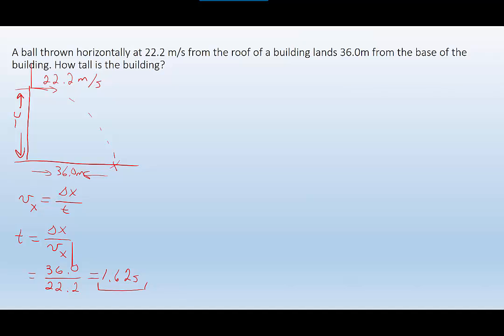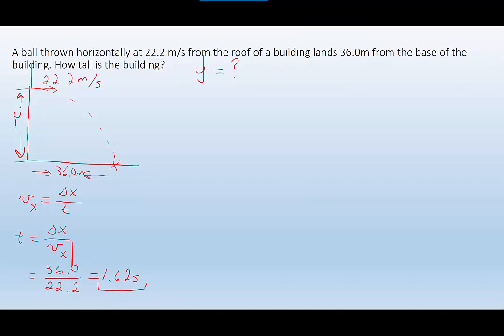You can always find the time first if you know the range. Otherwise, you'll have to find the time by using the vertical distance and keeping in mind that we have acceleration there. All right, so the second part of it is how tall is the building? So we want to know what is y. How tall is the building?